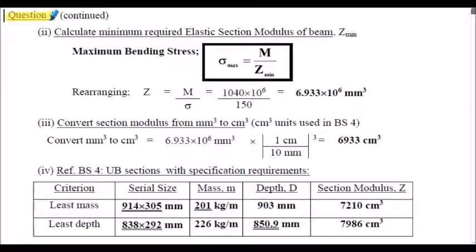Question 4, solution continued. Step 2, we're going to calculate the minimum required elastic section modulus, Z, of the beam here. So Z is equal to the maximum bending moment divided by the permissible stress. Inserting our values from the previous slide, our minimum section modulus is 6.933 times 10 to the 6 millimeters cubed. Next step, we're going to convert that into centimeters cubed. So we essentially divide the above value by 10 cubed, by 1000. So the minimum required section modulus is 6,933 centimeters cubed.